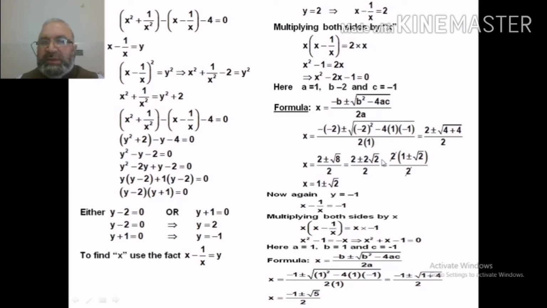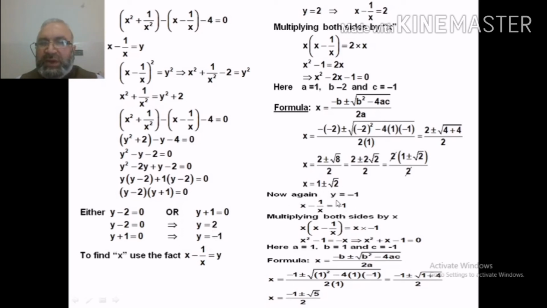Again 2 is common in this one. So when we take 2 common, we get 1 plus minus under root 2 divided by 2. 2 cancels. So x is equal to 1 plus minus under root 2. Now again, y is equal to minus 1; these are the two values, y is equal to minus 1 and y is equal to 2. So for y is equal to 2 we get two solutions of x.